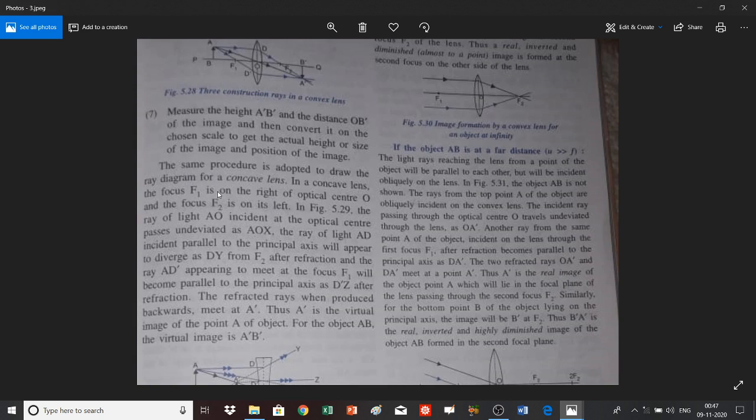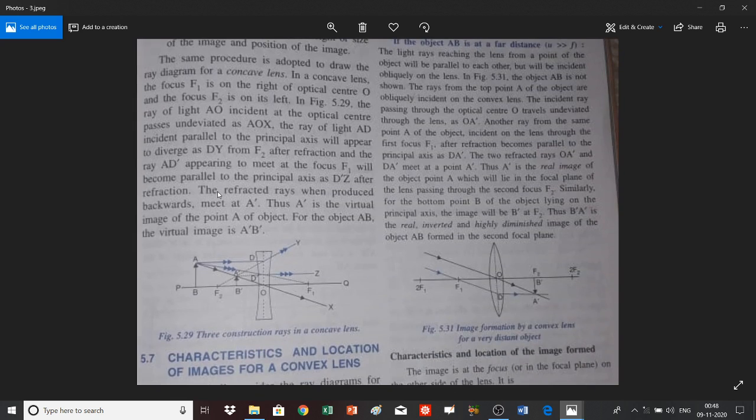Now the same procedure is adopted for the ray diagram of a concave lens. In a concave lens, the focus F1 is on the right, that is, F1 is to the right of the optical center O, and the focus F2 is on the left. In this figure, the ray diagram for a concave lens is shown.